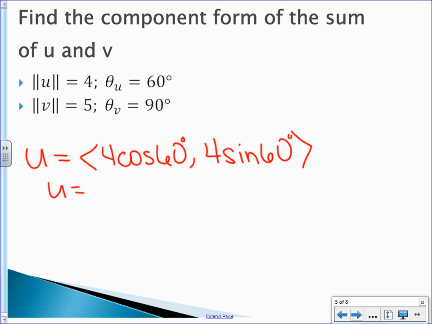What is vector u? What's the cosine of 60 degrees? 1/2. Okay? I was waiting for one person. You guys still need to know the unit circle. So 1/2 times 4 is 2. 4 times the sine of 60. What's the sine of 60? Radical 3 over 2 times 4 would be 2 radical 3.